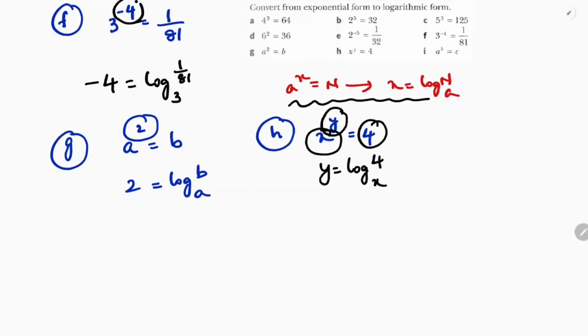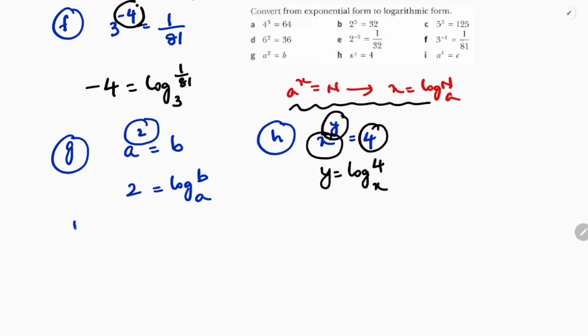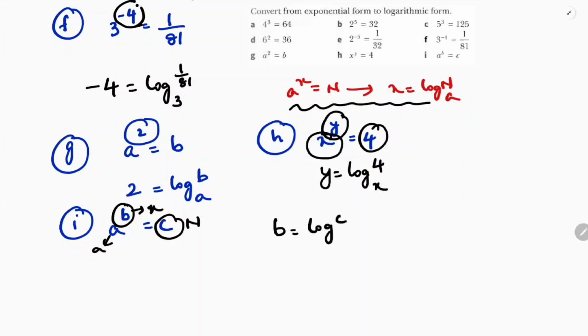And if you see the last one here, I, a power b equals c. So with the help of the definition, again a power x equals n, then x equals log n to the base a. So this is x, this is base a as it is, and this will be n. So x equals log n to the base a. So in place of x we have b, logarithm of c to the base a. So just compare with the definition.